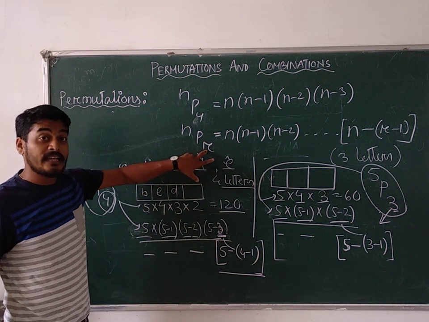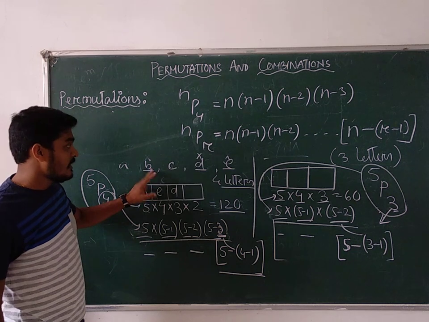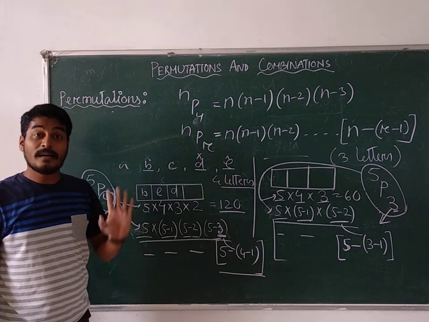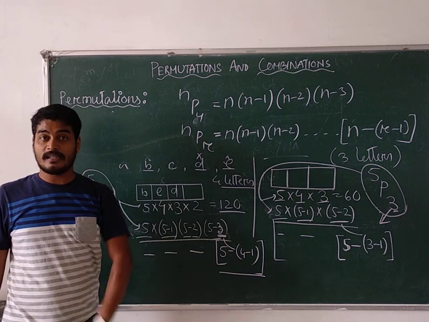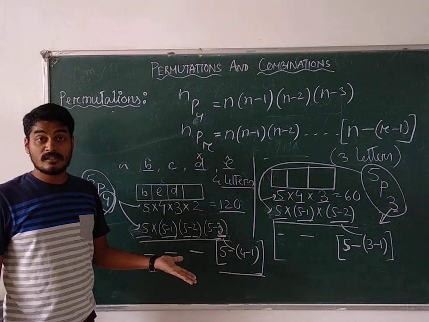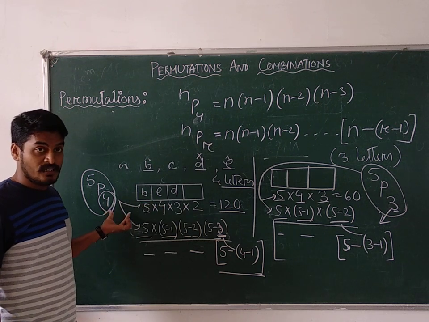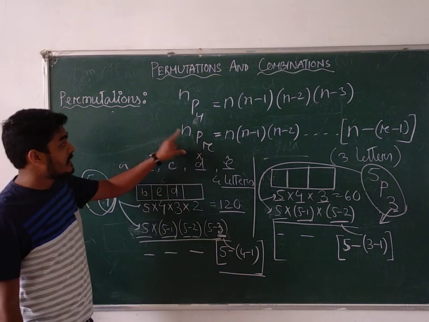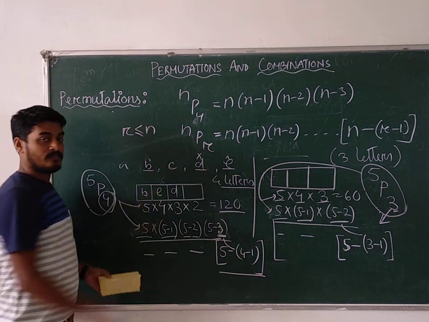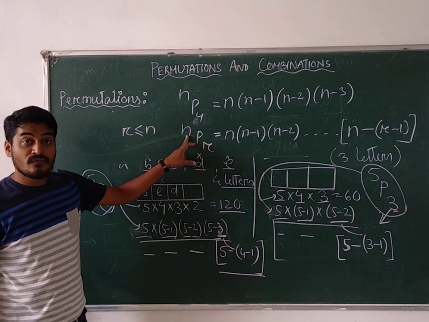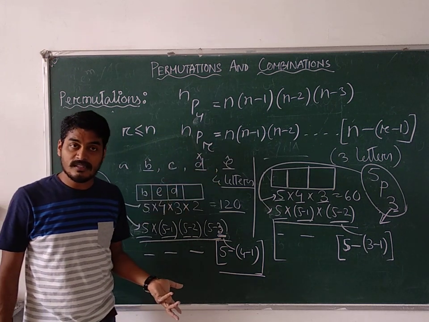The value of r can never be greater than n. If you have n objects, say 5 objects, what is the maximum you can consider? You can take a maximum of 5. Out of 5 objects you cannot think about considering 6 objects. So the number of objects to be considered is always less than or equal to n. That means the value of r here should be less than or equal to n. But what is n? Number of objects. What is r? Number of objects.